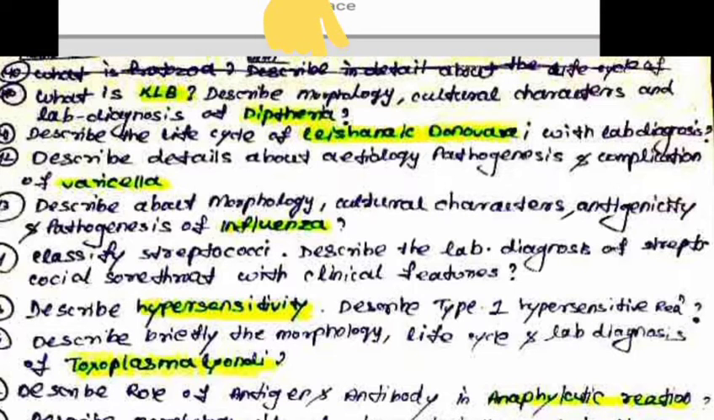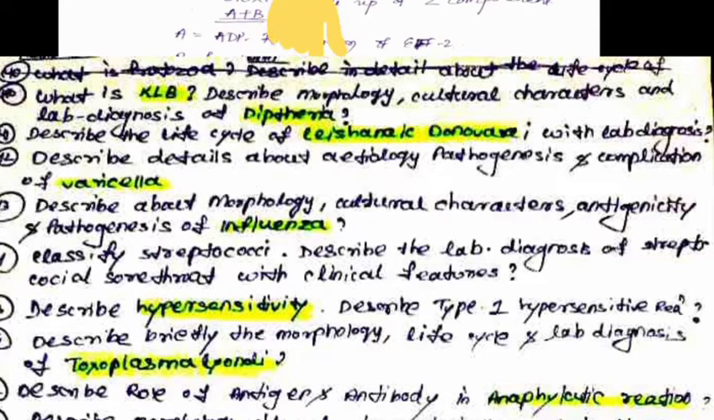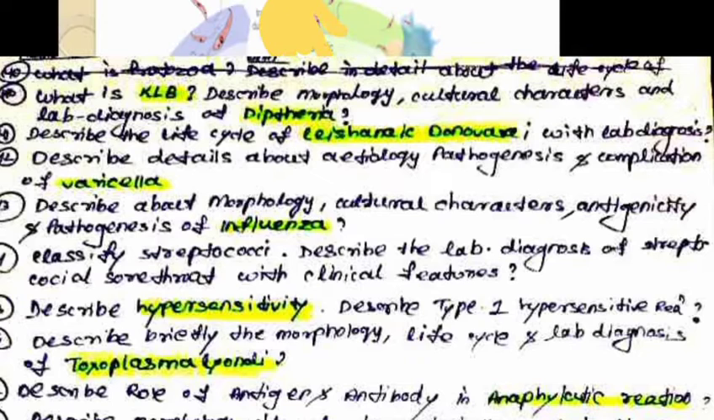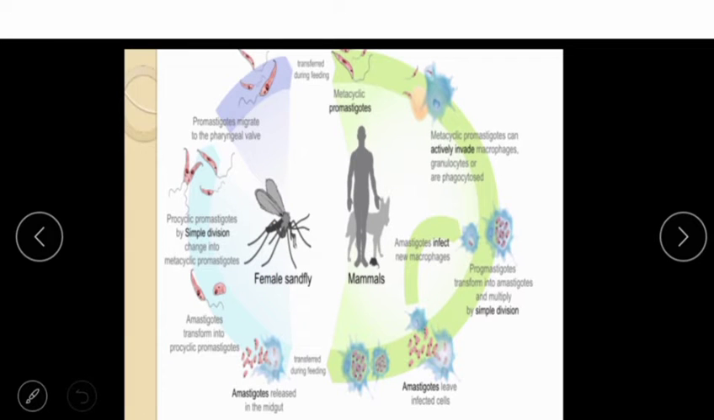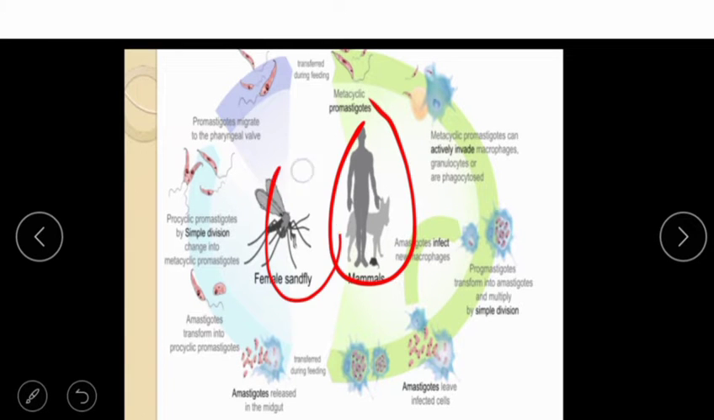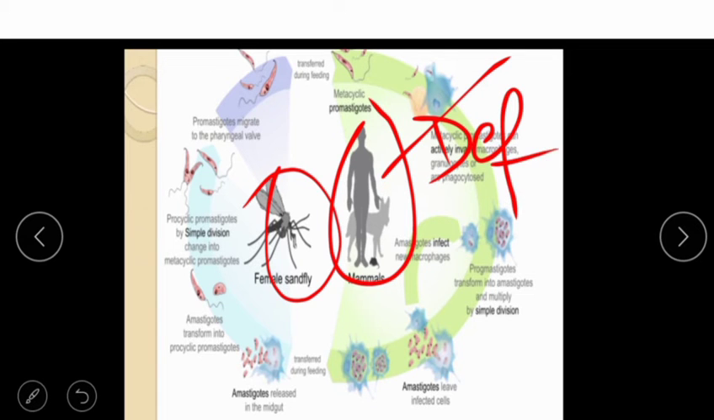Okay, now we go towards Leishmania donovani life cycle and lab diagnosis. So here is the life cycle of Leishmania donovani. In the human, one host is human and the other is the sandfly. Human is the definite host, and sandfly is the indefinite host.